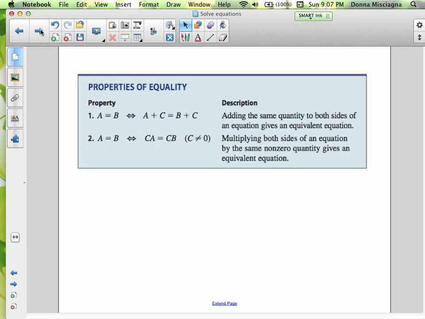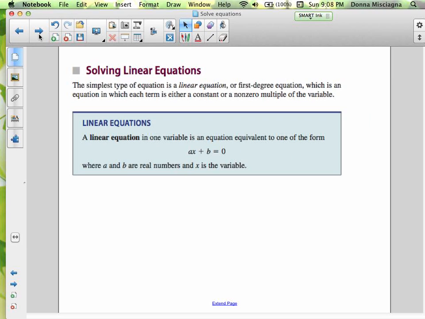But you can add and subtract, as in adding a negative number, or multiply or divide, as in multiplying by the reciprocal, by any number other than 0, and you will have an equivalent equation. Solving linear equations. The simplest type of equation is a linear equation or first degree equation.